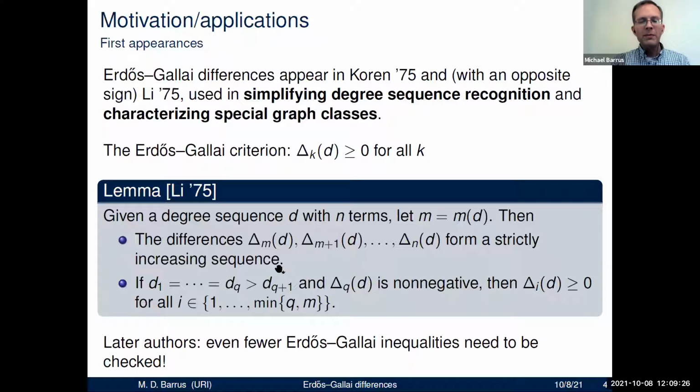Lee also showed a couple of other things. One of these is that if the first term happens q different times before you start moving on to smaller degrees, and if the qth difference happens to be non-negative, then you also don't need to check the earlier ones. They will also be guaranteed to be non-negative. So other authors have come along later than this, and they've shown that there are even more inequalities you can leave off. There are fewer that you have to check to see if it's a graphic sequence. But I'll just point out that these results kind of work by showing how the Erdős-Gallai differences are related to each other.